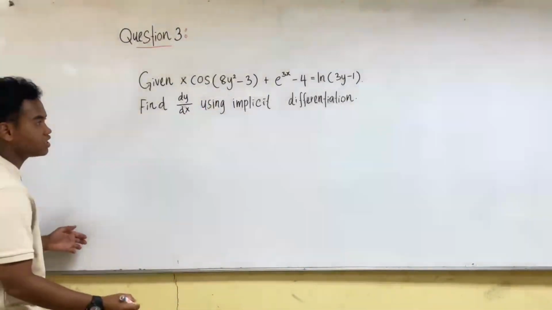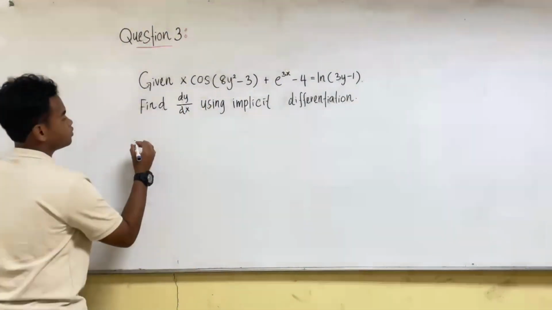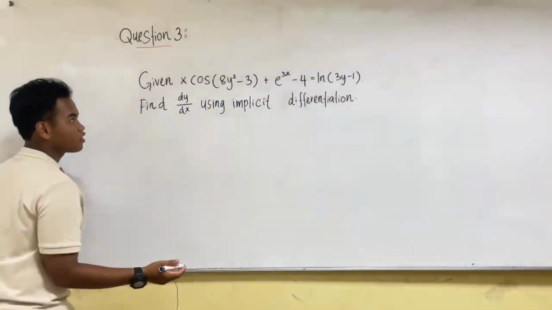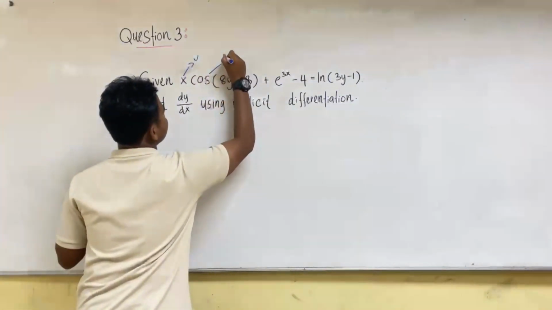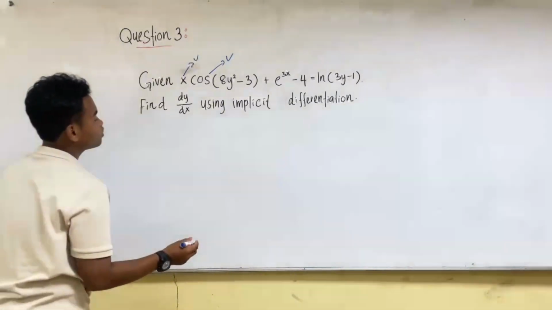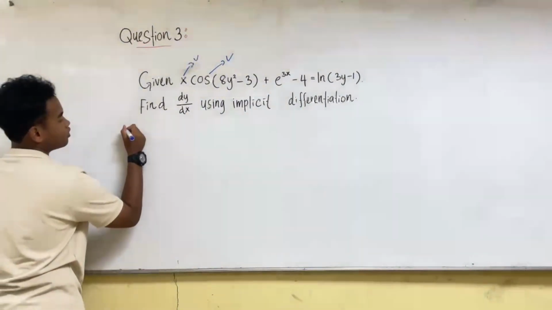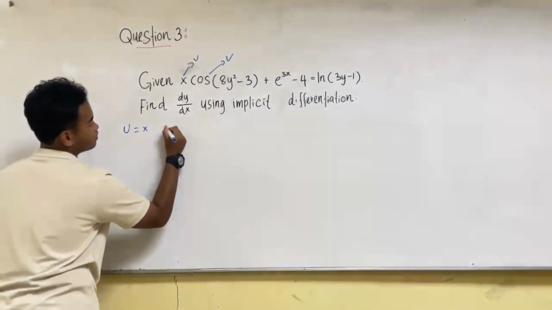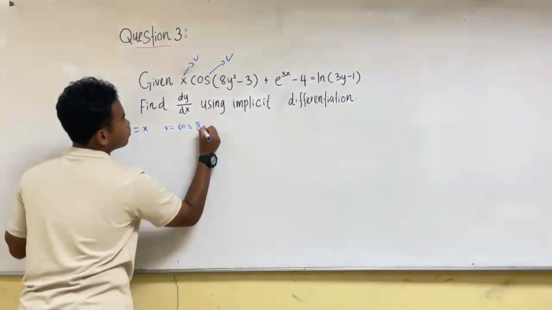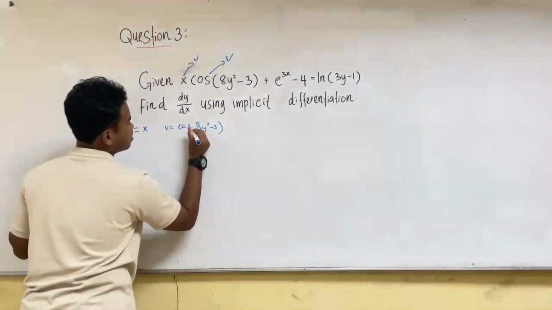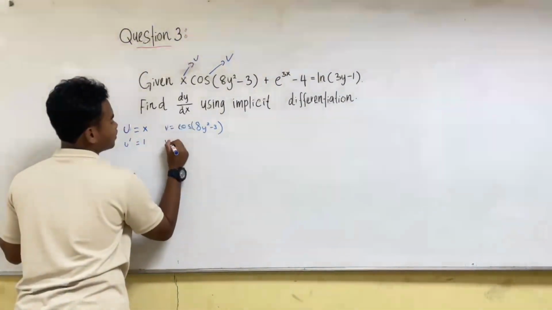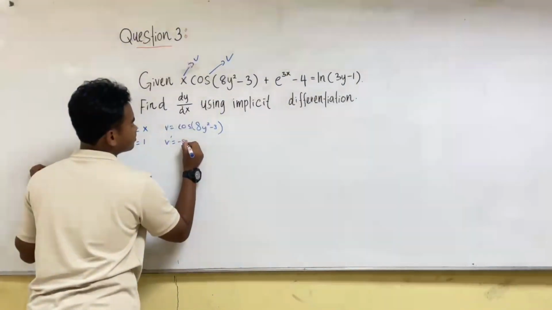Firstly, if we want to use the product rule, we need to split them into u and v. So this is u, this is v. We need to differentiate both of these terms. So u is x and v is cos(8y² − 3). So u prime is equal to 1 and v prime is equal to sine.